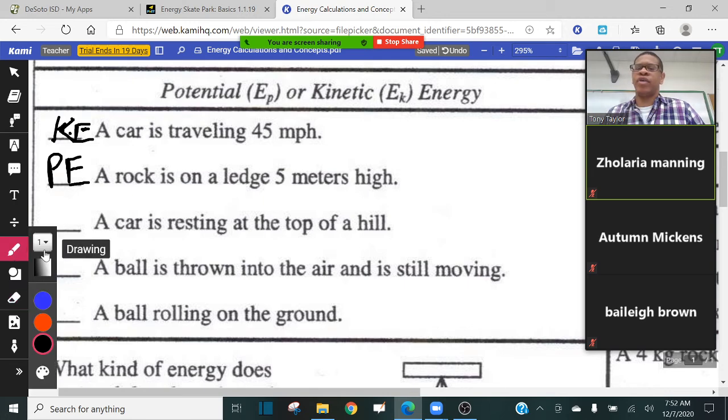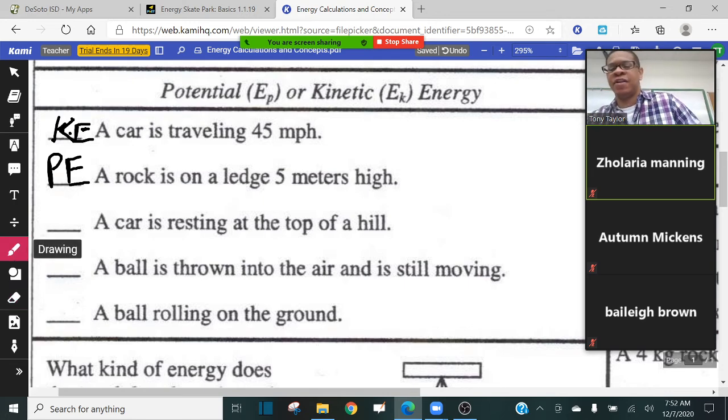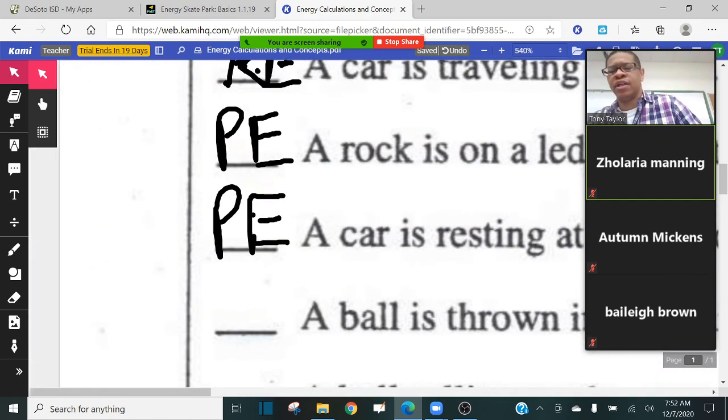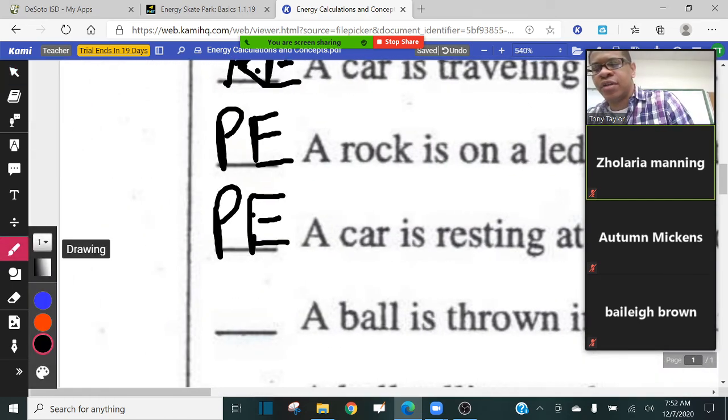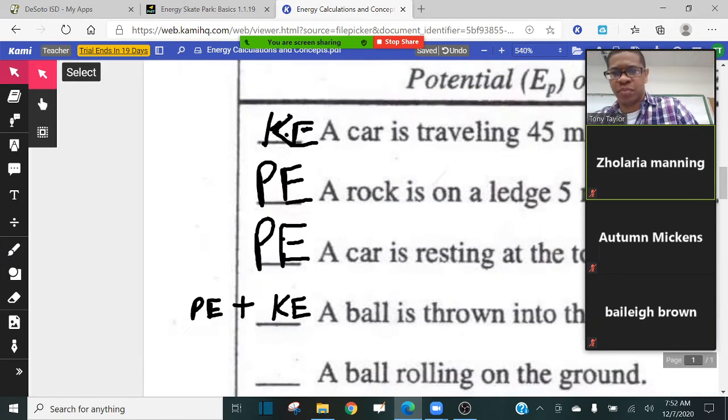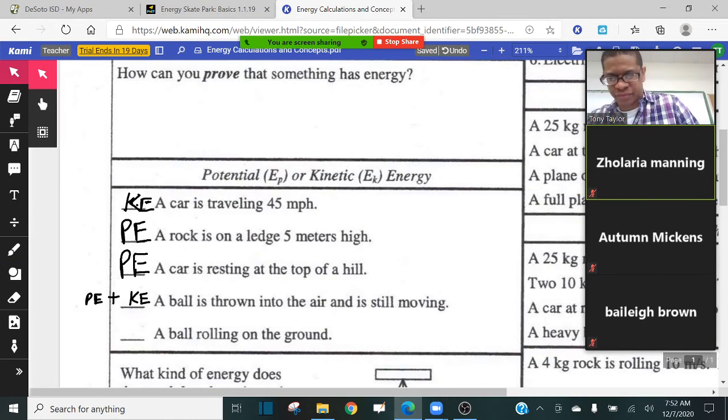So if a car is at rest, it has no kinetic energy, but if it's high on a hill, it has potential energy. Okay. A ball is thrown in the air and is still moving. This is interesting here. It's thrown in the air and it's still moving. That means it has both potential energy and kinetic energy. So it's thrown and it's still moving. Okay.